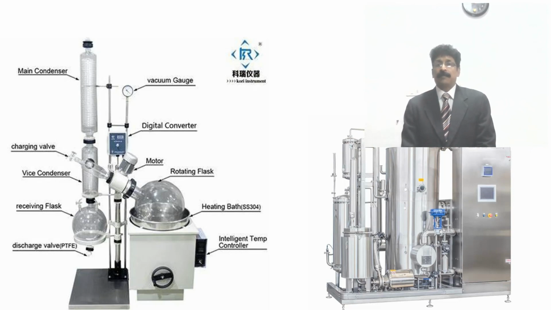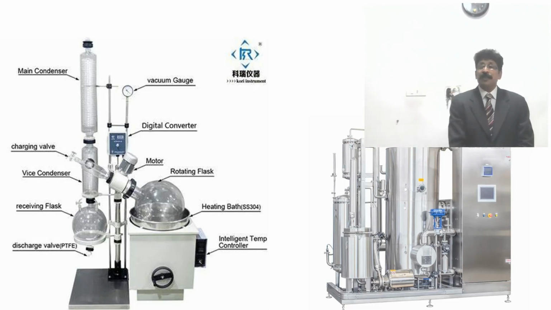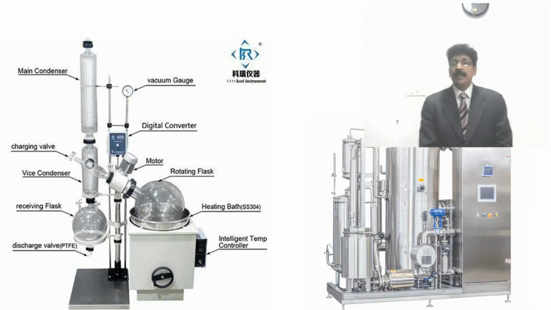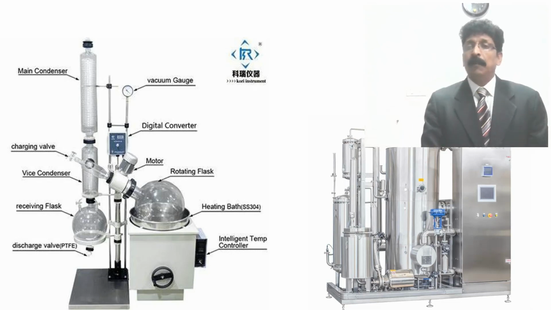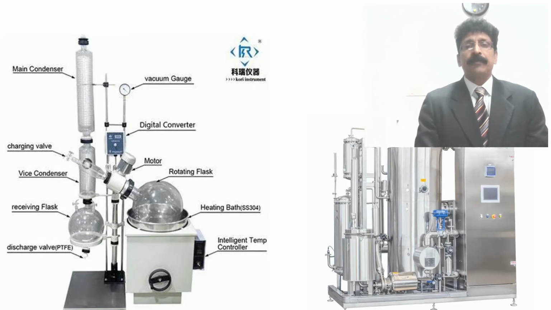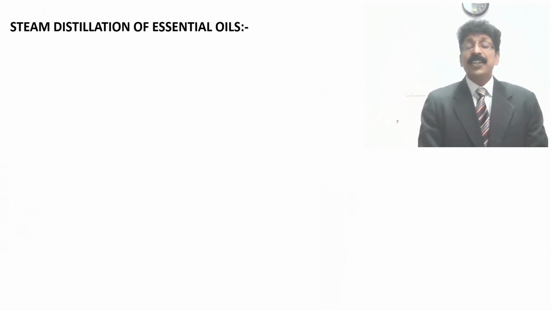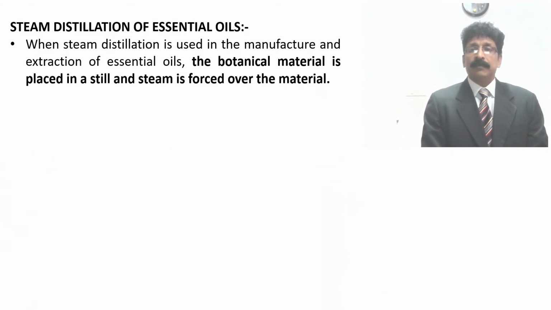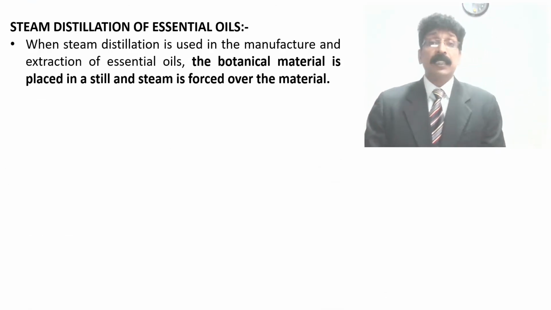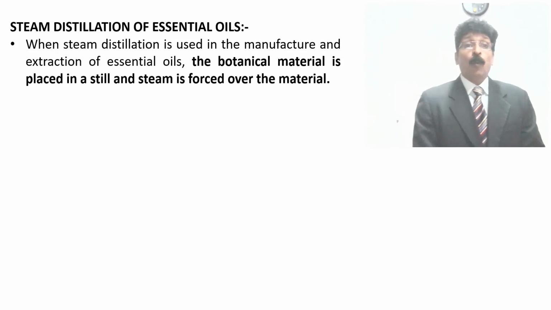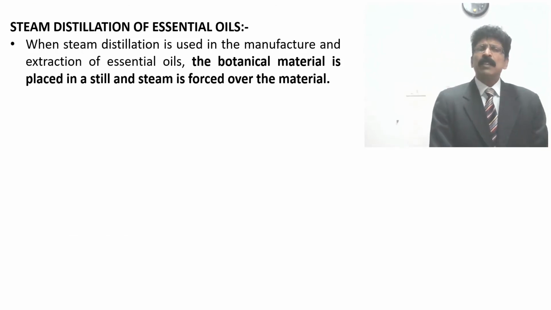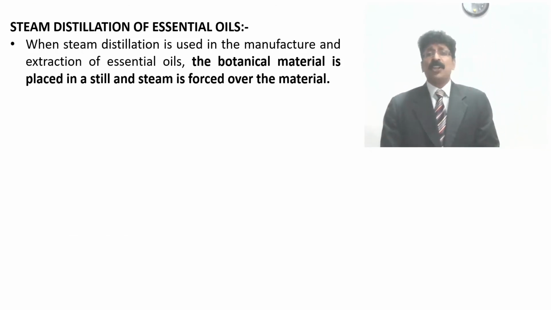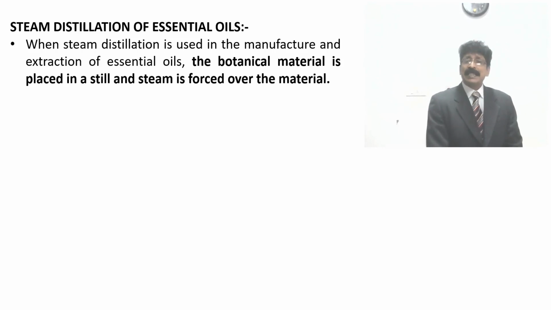So this is another picture here, the biggest instrument which can be used in the industry, which has been displayed here below my picture. Steam distillation of essential oil, that is hydro distillation, water distillation, vacuum distillation. When steam distillation is used in the manufacture and extraction of essential oil, the botanical materials are placed in a still or a perforated still.